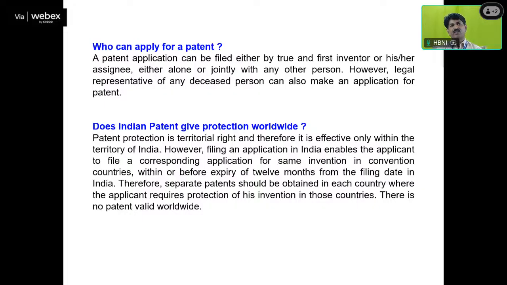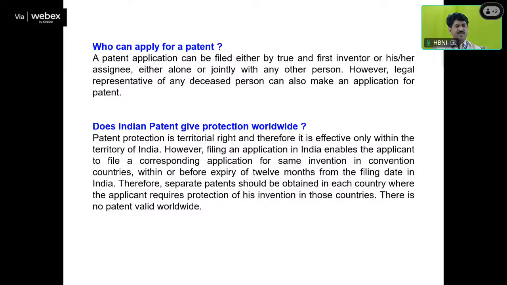So a person or a group of persons who have done that innovative work can apply for the patent. And if, due to some reason, the person who has invented that particular product or process expires, his or her legal representative also can make the application for the patent.